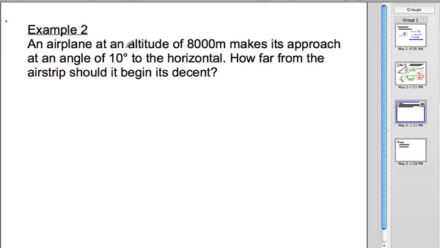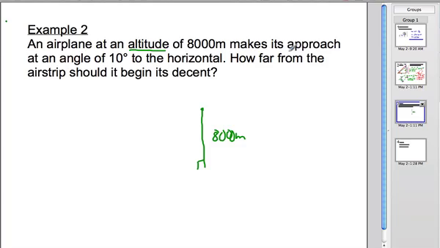An airplane at an altitude of 8,000 meters makes its approach at an angle of 10 degrees to the horizontal. How far from the airstrip should it begin its descent? If it's at an altitude of 8,000 meters, then it's 8,000 meters above the ground. So we can make a perpendicular line here, which is going to be 8,000 meters. It makes its approach at an angle of 10 degrees.